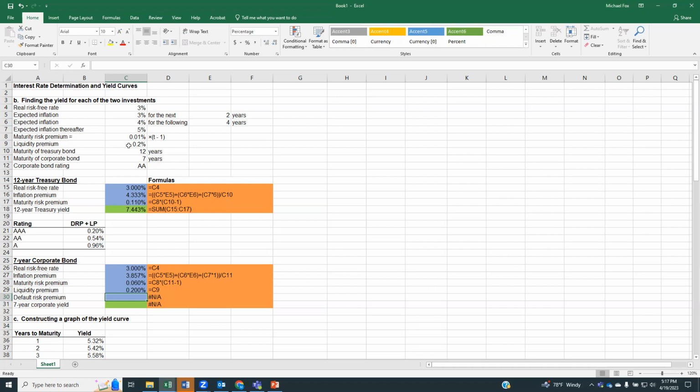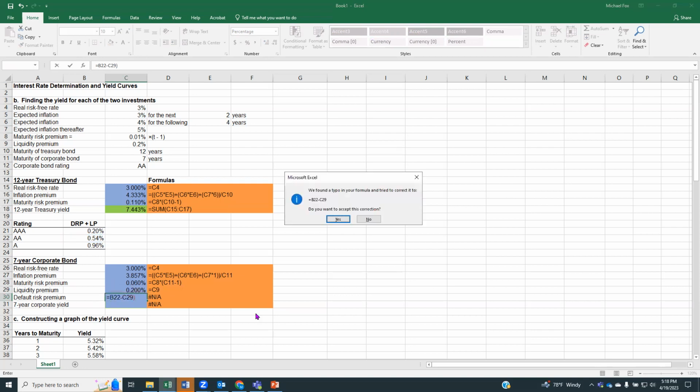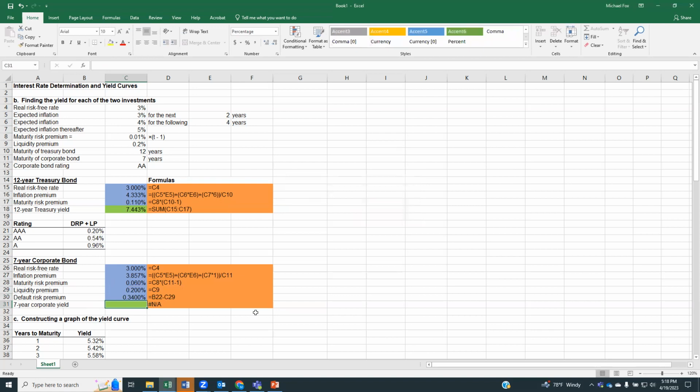So you can see that our default risk is going to be based on this little table here. So this is AA rated. You can see that it's the default risk premium plus the liquidity premium. Since we've already factored in the liquidity premium here, we're going to say that this equals the AA rate minus the liquidity premium, because we don't want to add that in twice. Okay, and now to find our total corporate yield, we're just going to take the sum of all those.